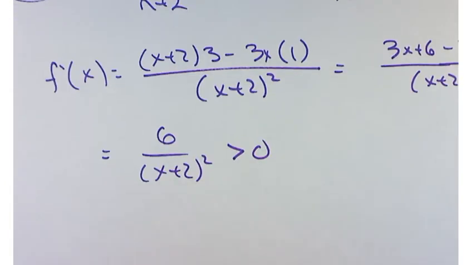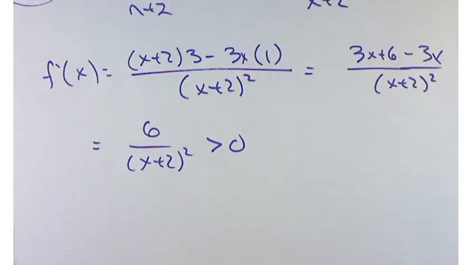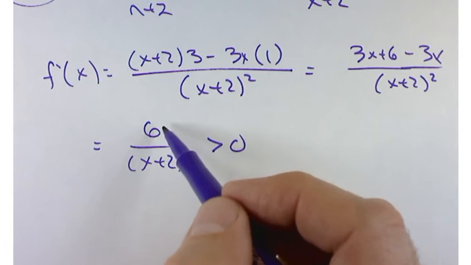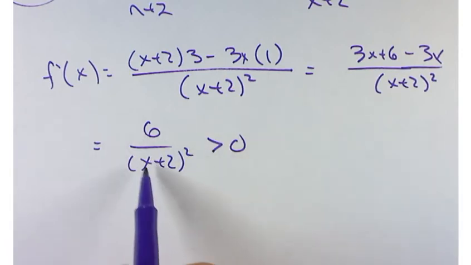How can I conclude that that's always greater than 0? Yeah. Square is only positive for positive values of x here. And 6 is always positive. So it's always increasing. So it's a monotonic function. And that's a good thing.